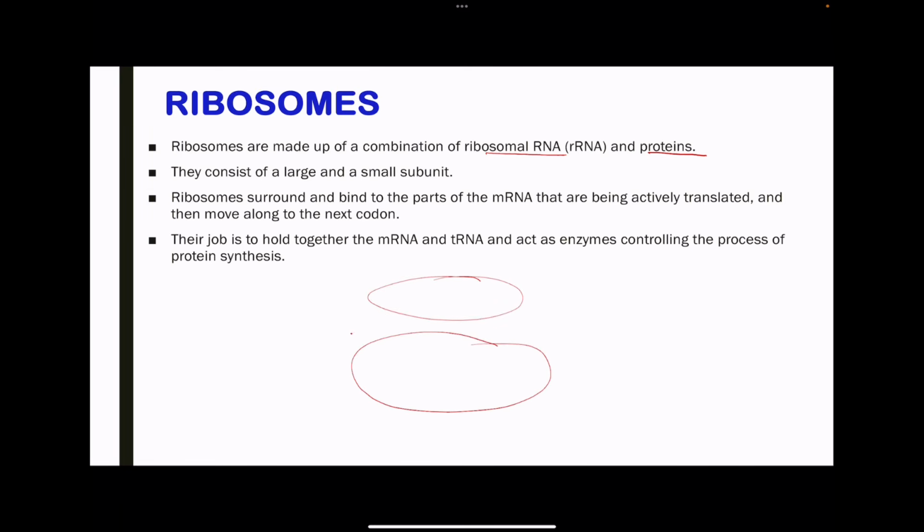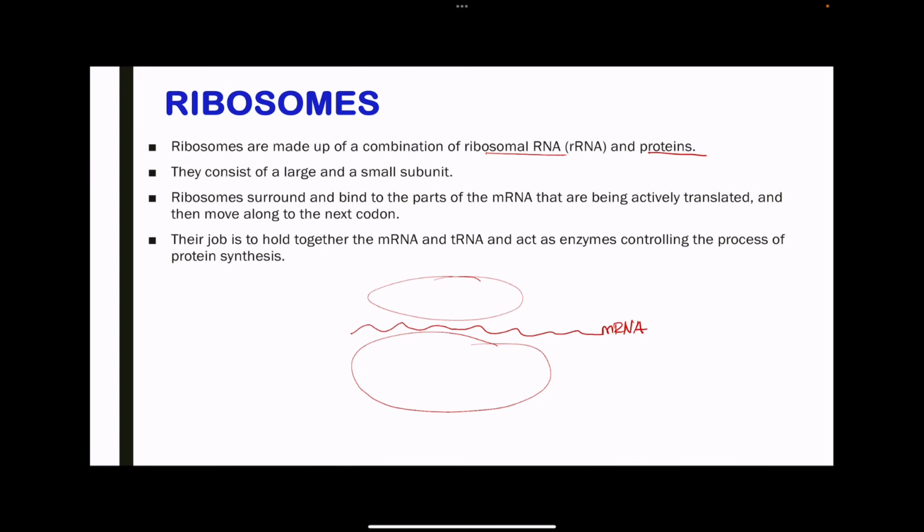I would say this is where the translation part of protein synthesis occurs. The messenger RNA is going to bind to the smaller and upper units of ribosomal RNA, or the ribosomes, in order for transfer RNA to come with its anticodon, bind onto the codon of the messenger RNA, for the amino acids to be added to the growing polypeptide.